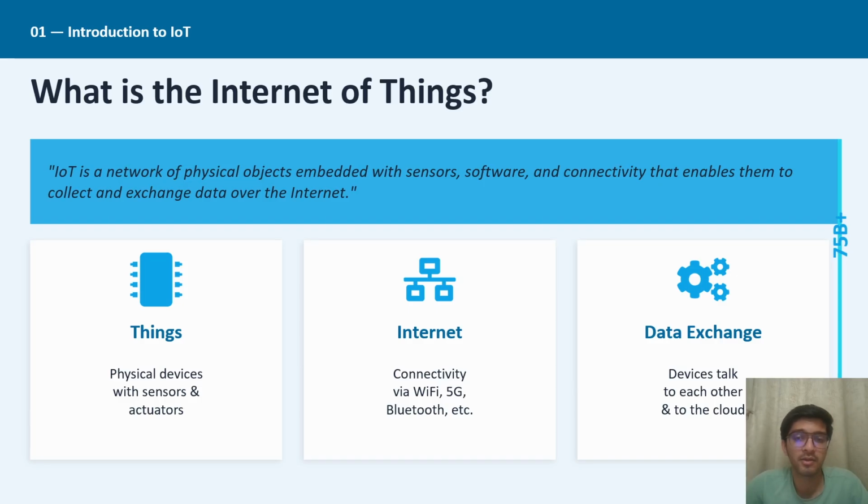The three pillars of IoT are things, the physical devices, internet, the connectivity, and the data exchange, the communication between them. And there is a prediction that by 2030, over 75 billion devices will be connected worldwide.